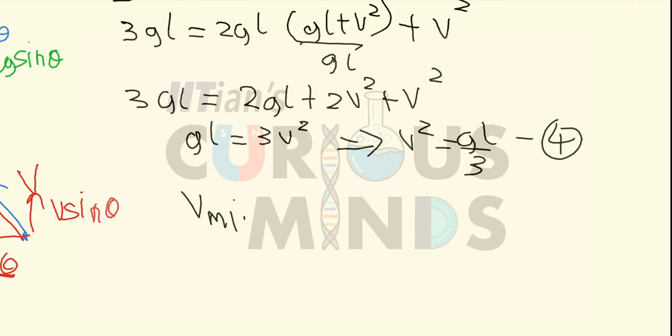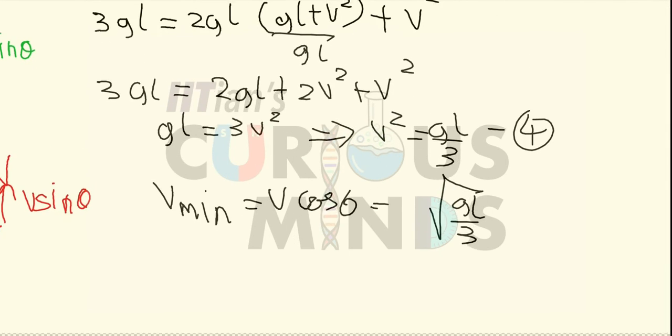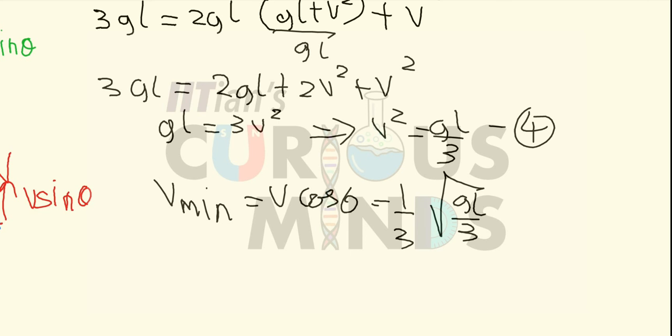V minimum is equal to V cos theta, where V is equal to root GL divided by 3, or root 3 GL divided by 3, and cos theta is equal to 1 by 3. So basically the minimum velocity obtained will be equal to 1 by 3 root GL divided by 3.